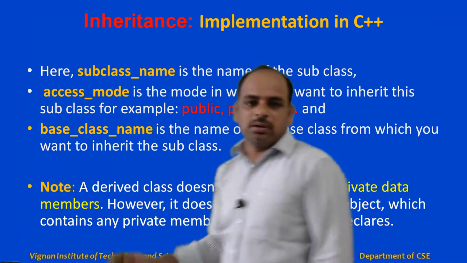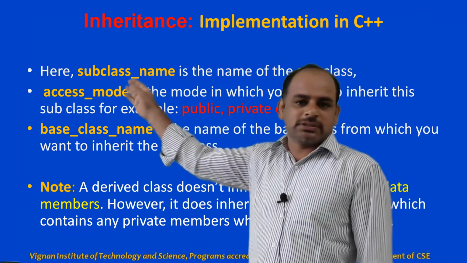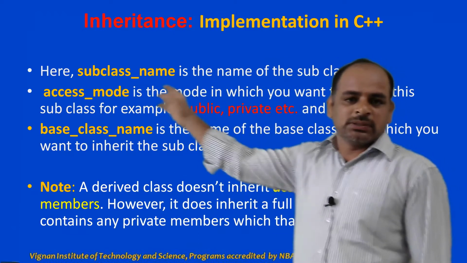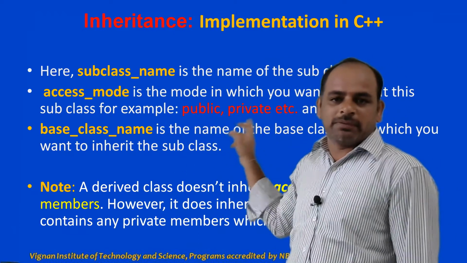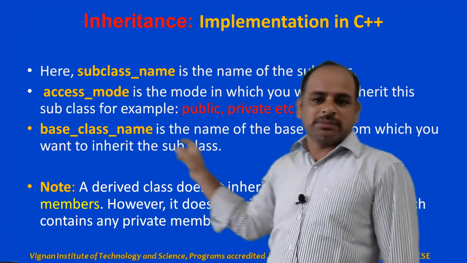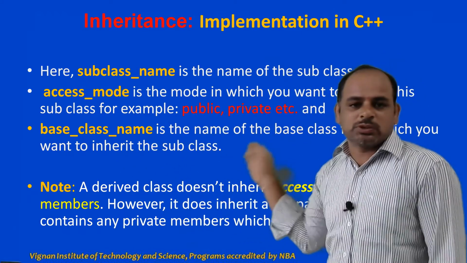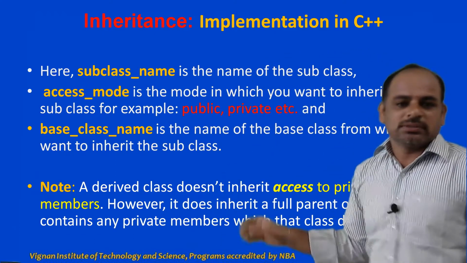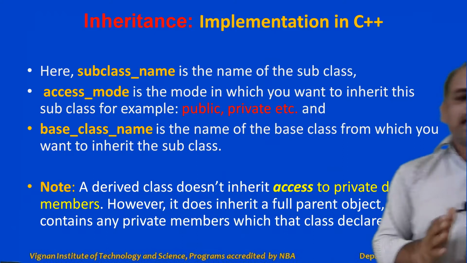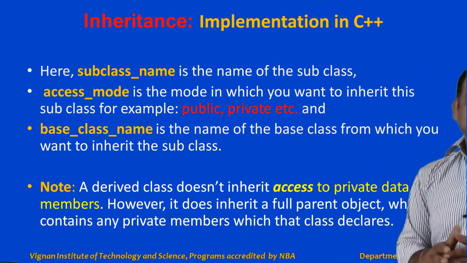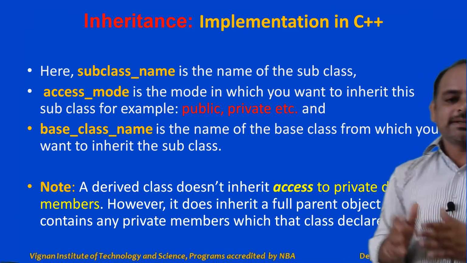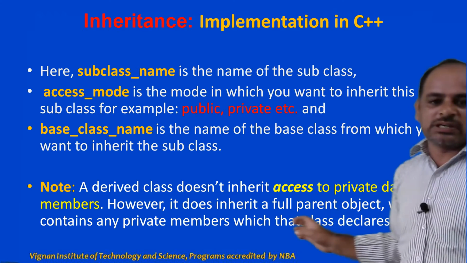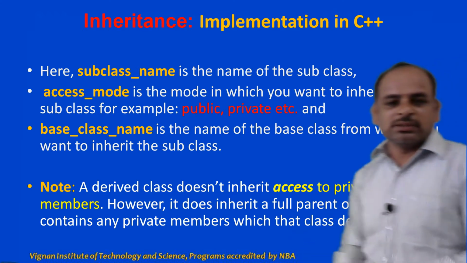Same explanation as the previous slide. Subclass name is the name of the subclass. Access mode can be public, private, or protected. Base class name is the name of the base class from which you want to inherit the subclass. And one more thing here: a derived class doesn't inherit access to private data members. However, it inherits a full parent object, which contains the private members which that class declares.